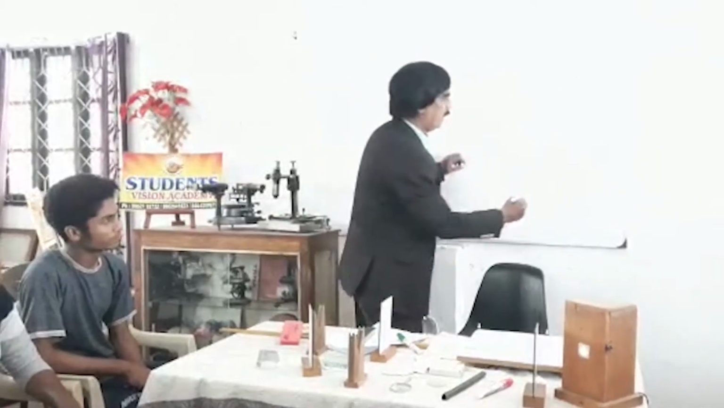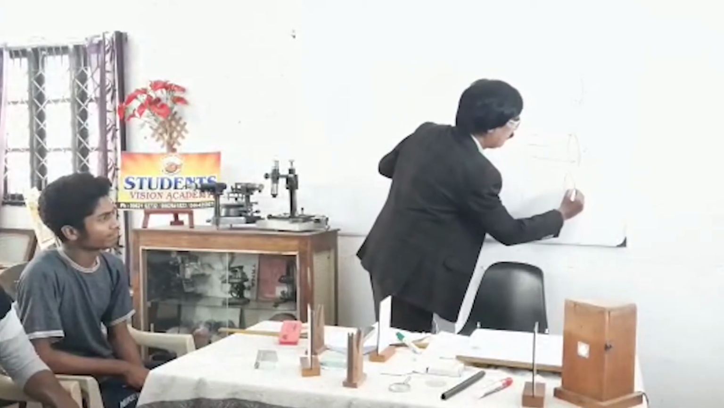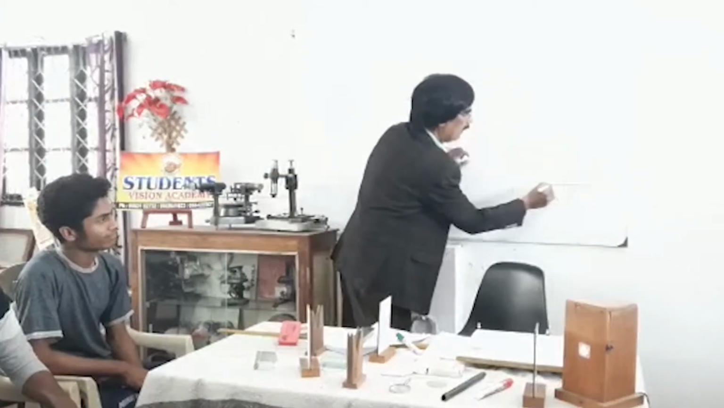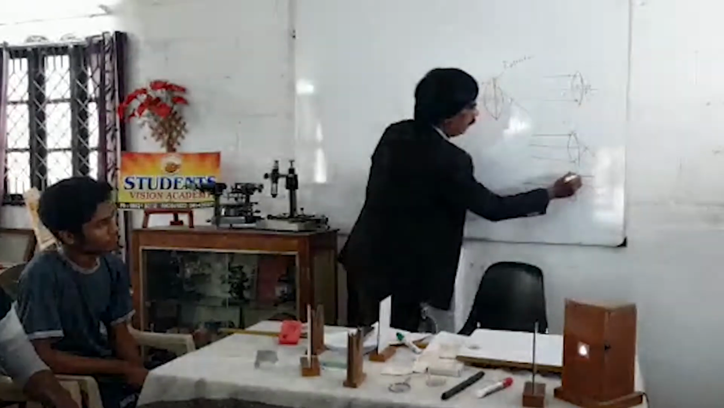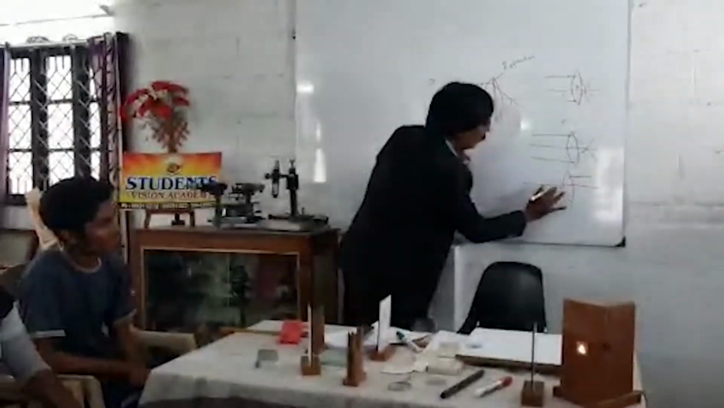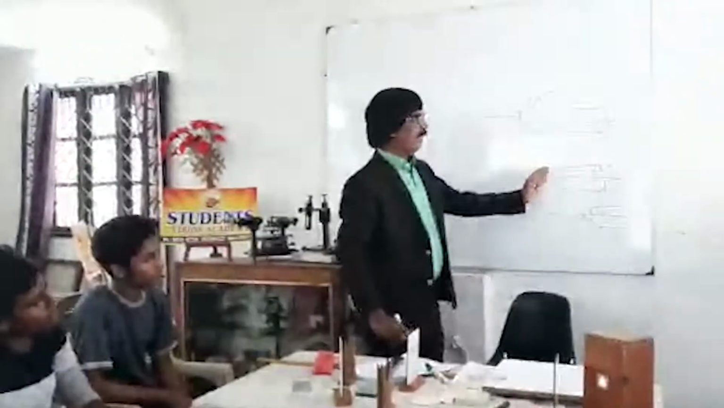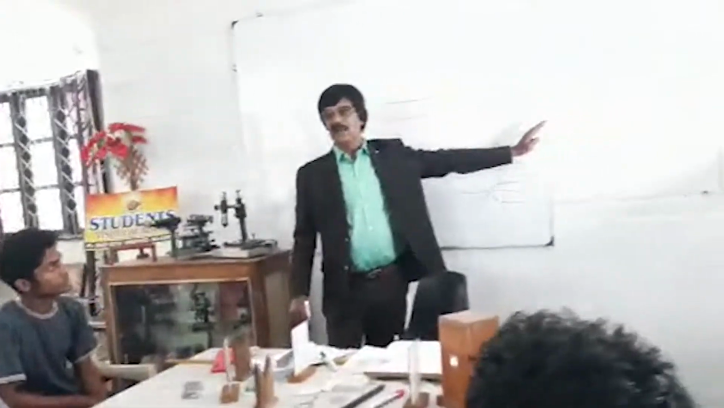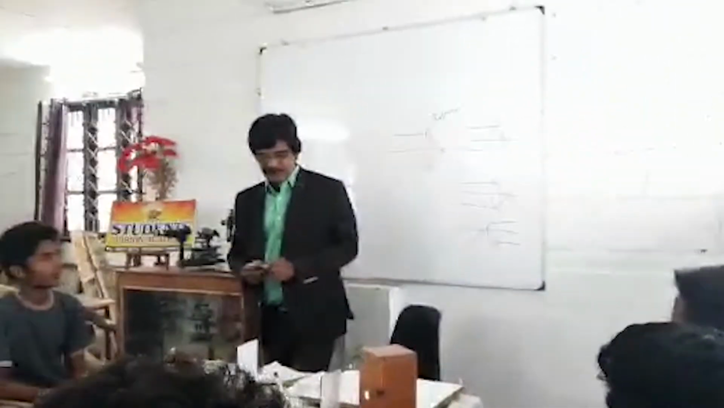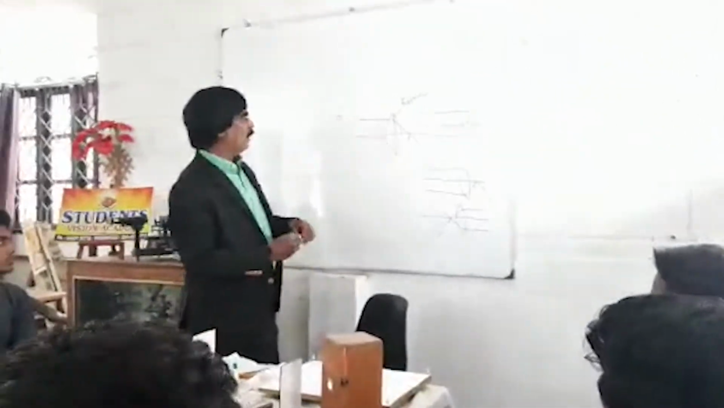The same way, supposing the rays are coming from here, they pass towards the principal focus. Rays pass towards the principal focus. So this side you can call the first principal focus, the other side you can call what? Second principal focus. Right. This is one thing.